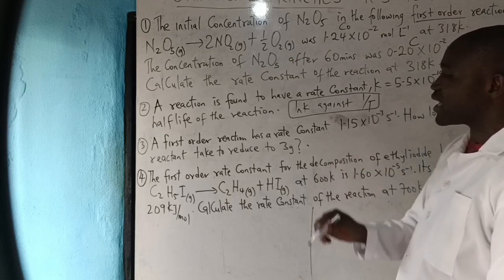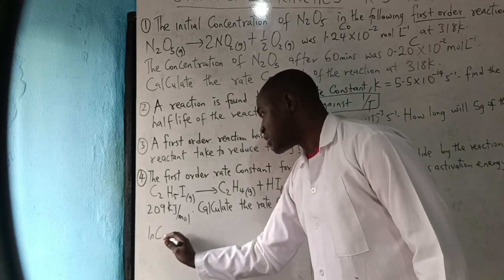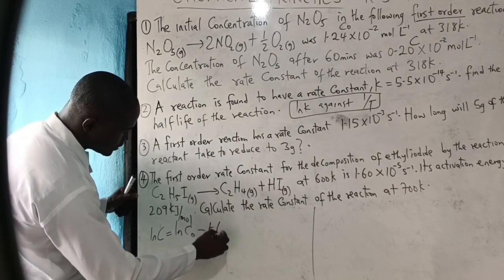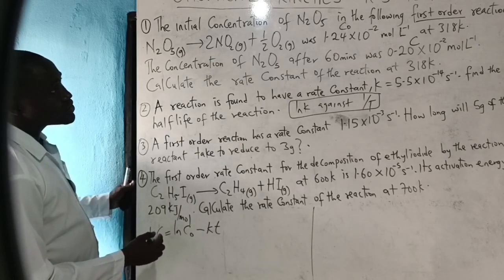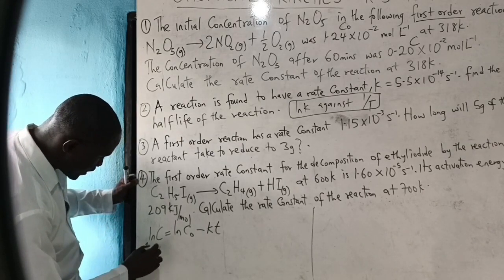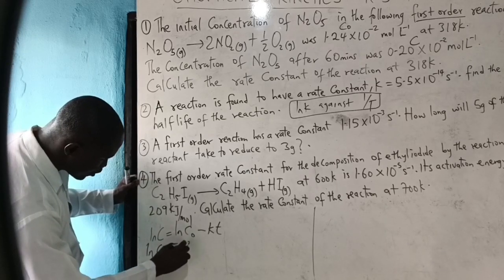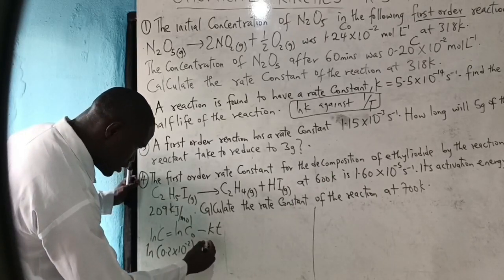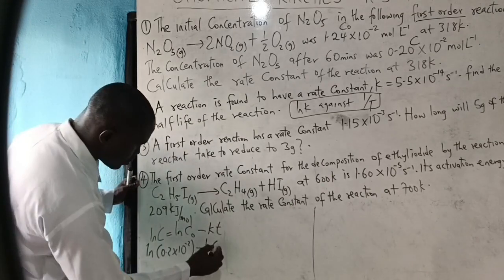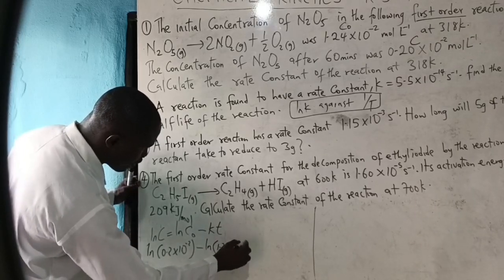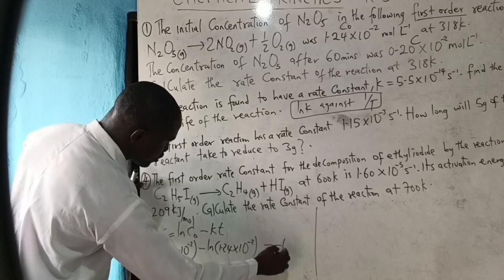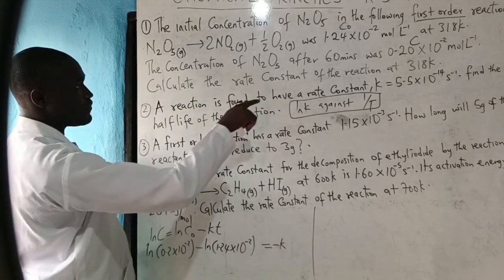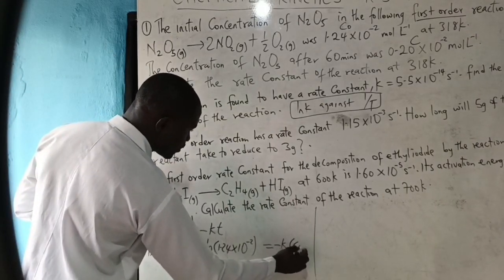Because they say following first order, we will recall that ln C is equal to ln C0 minus KT. Okay, then what is our C? Our C is 0.2 times 10 raised to the power of minus 2. ln of 1.24 times 10 raised to the power of minus 2, we say is equal to minus KT. And what is our K? Did they give us our K? No, we are looking for the K. They say find the rate constant. But they gave us the time, 60 minutes.